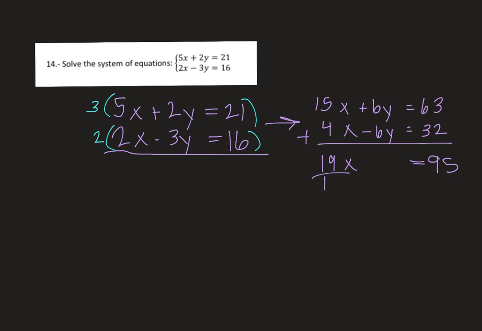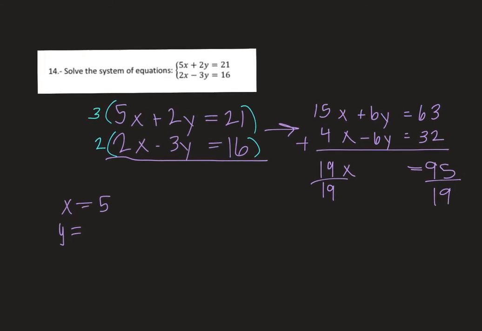Okay, so we are just going to solve for x now by dividing both sides by 19, and we get that x equals 5. Now, the solution to a system of equations is not just one x value. It's actually the x and the y value that make both equations true. So we have our x equals 5. We need to figure out what the corresponding y value is.